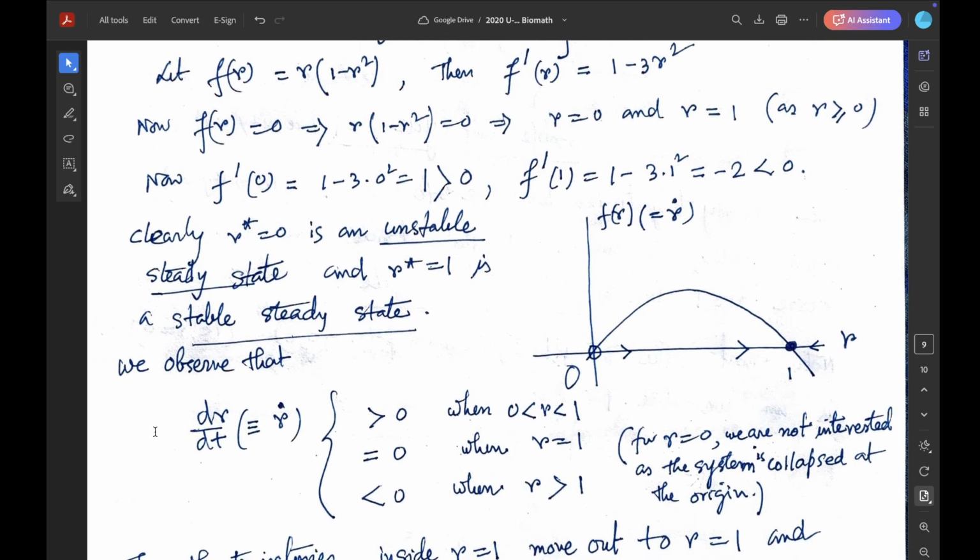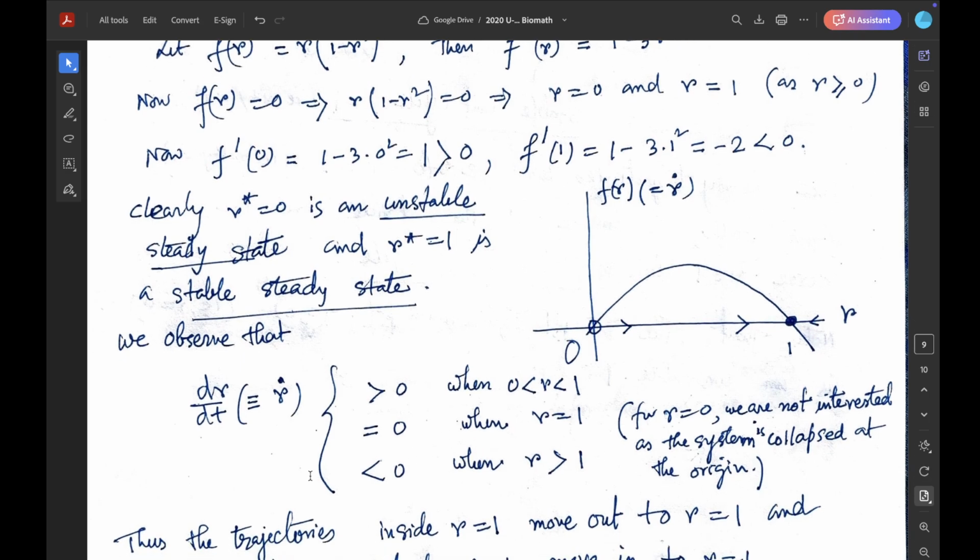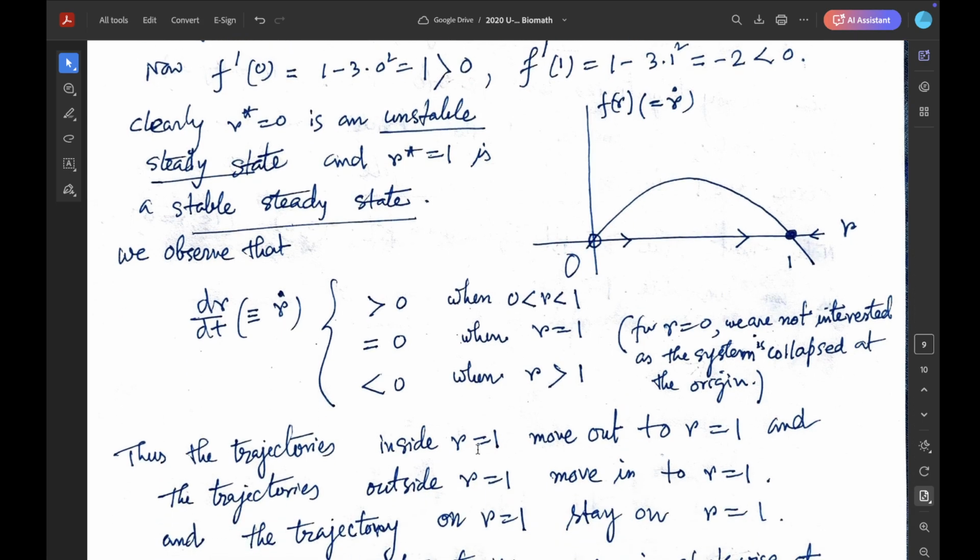We observe that dr by dt is this curve. r dot is positive when 0 is less than r less than 1; in between this part, r dot is positive. When r equal to 1, r dot equal to 0, and also at r equal to 0, dr by dt equal to 0, but for r equal to 0 we are not interested as the system collapses at the origin. And r dot is negative when r is greater than 1, this negative part. Thus the trajectory is inside r equal to 1.